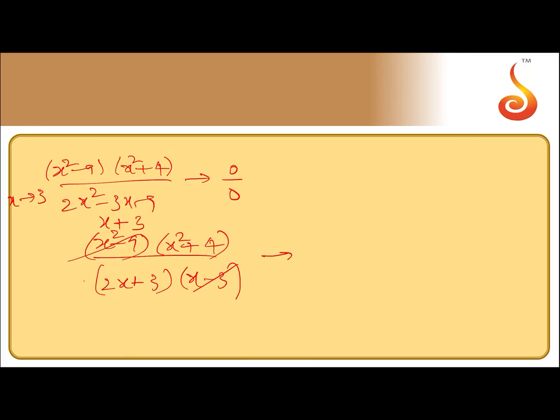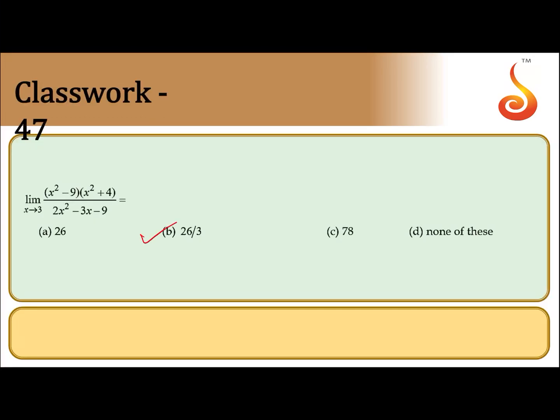Now when you substitute x equals 3, 3 plus 3 is 6 multiplied by 9 plus 4 is 13, divided by 6 plus 3 is 9. Simplifying, we will be getting 26 by 3. So the answer is equal to 26 by 3.